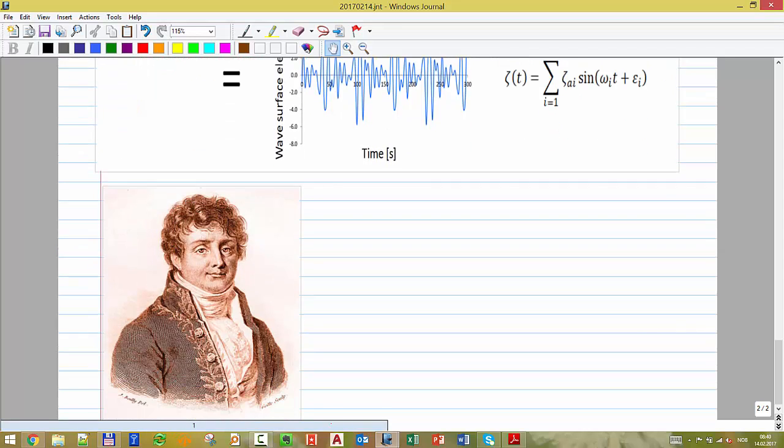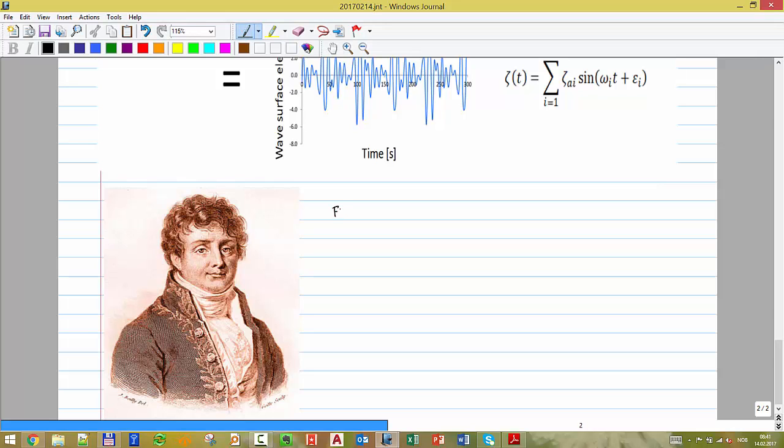So we have a procedure that I'm not going to cover here that is called FFT, the Fast Fourier Transform. It's a way to very efficiently compute each frequency component and the amplitude of each one of these components. So at the end, if we apply the fast Fourier transform to a signal, for example a wave measurement, you have done some measurements of waves.